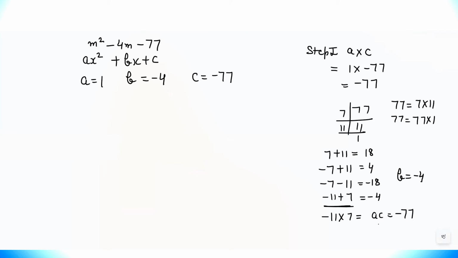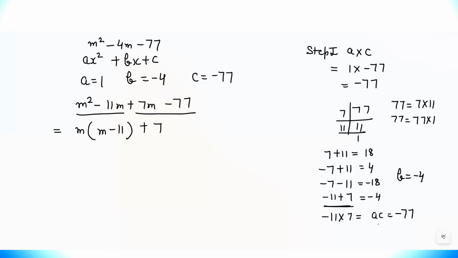That means I can write this equation as m squared minus 11m plus 7m minus 77. So 4 terms again, we will take these terms together. Now from the first two terms, I can take m common. What is left? m minus 11. Similarly, from the second two terms, I can take 7 common. What is left? m minus 11 is left.